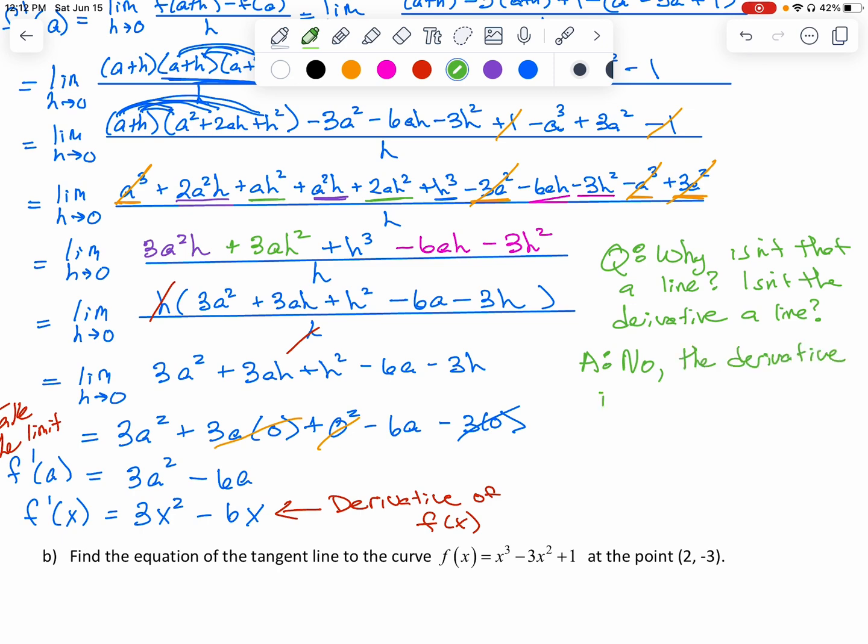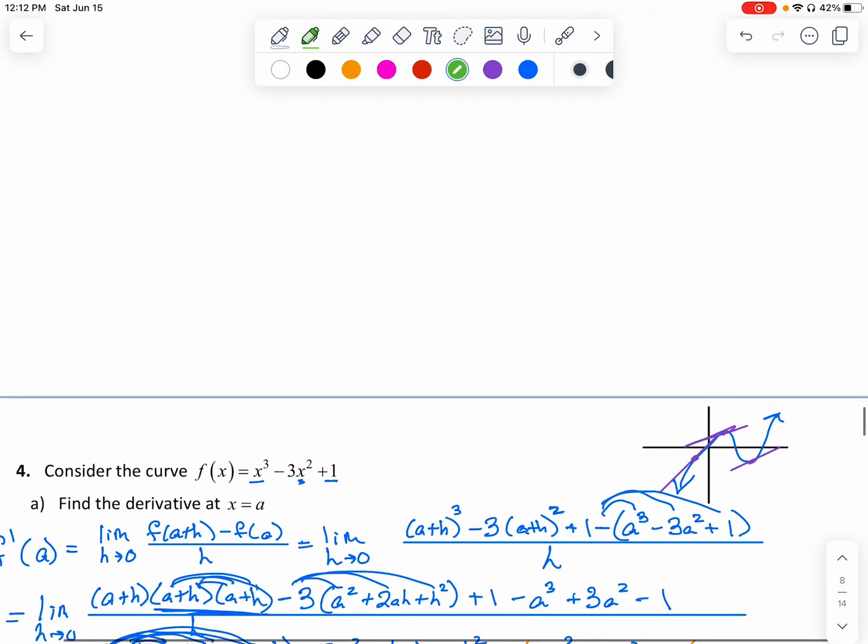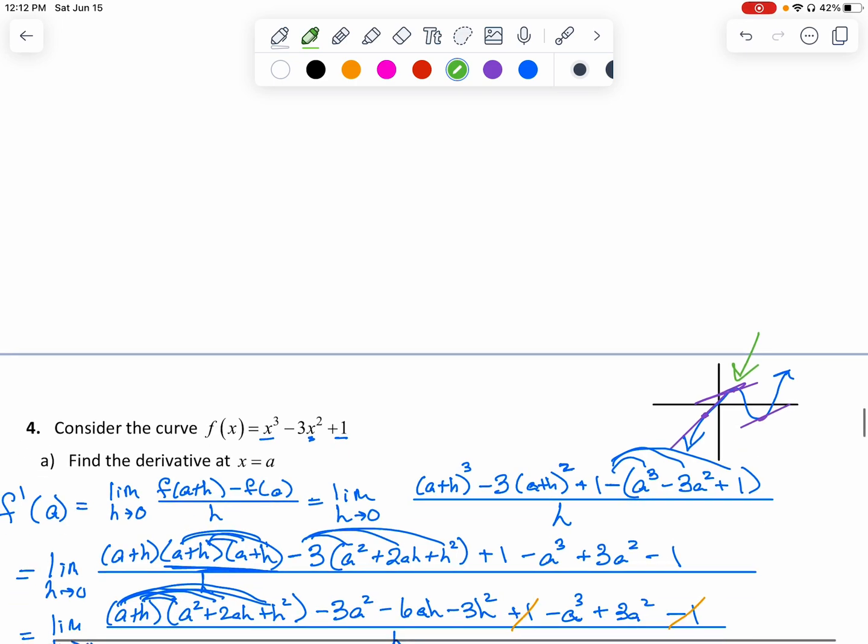The derivative is the slope of a curve, or the tangent line, at a single point. So it's this tangent line slope, it's not the line itself. Which brings us to part B. In part B, we're going to find the equation of the tangent line to this curve. So one of these purple lines are the slope. We found the slope of it, or the equation for it, and now let's actually find what the equation of that line would be.